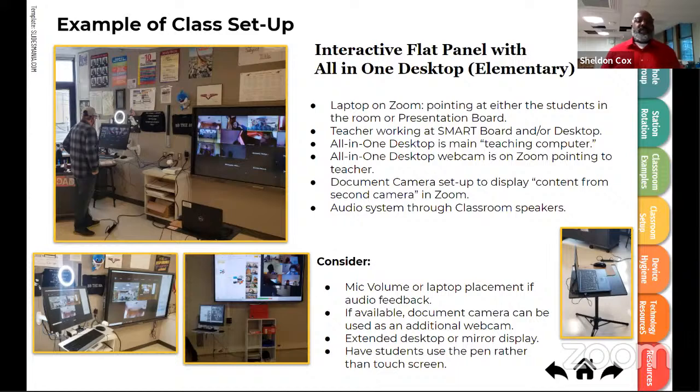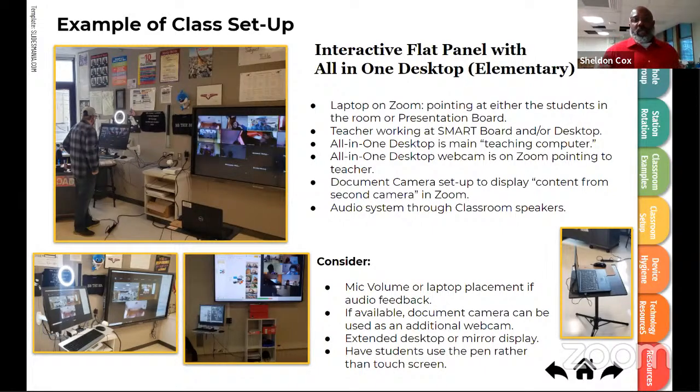Here's an example of a class setup. I went through and took a few pictures of people who are actually doing this in their classrooms. This teacher is teaching using his classroom. Instead of being at home, he's here at the school currently. He has set up in the school an all-in-one computer that's dedicated to the flat panel on the wall. He's using the webcam above the all-in-one computer. In his example, just note that he paid for a light himself to get better lighting while he's presenting with his students.